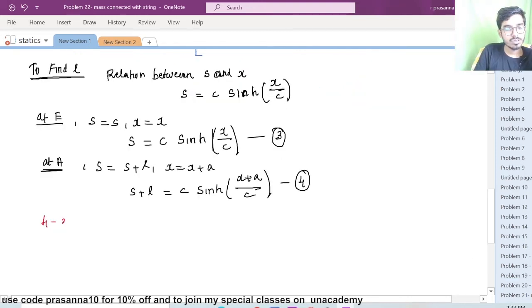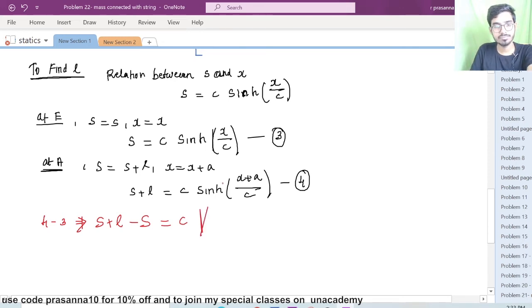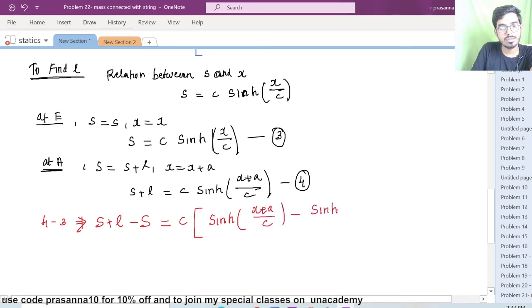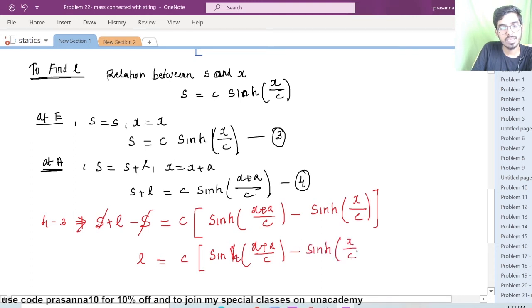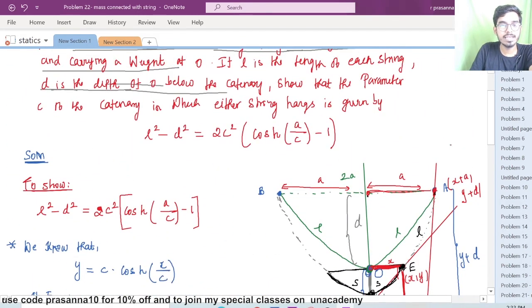You subtract 4 minus 3. So this will be s plus L minus s is equal to c times, taking c common here, sinh((x plus a)/c) minus sinh(x/c). I'm just subtracting these two equations. Now these two will get cancelled. We have L equal to c times [sinh((x plus a)/c) minus sinh(x/c)]. So I have found s, L and d now.